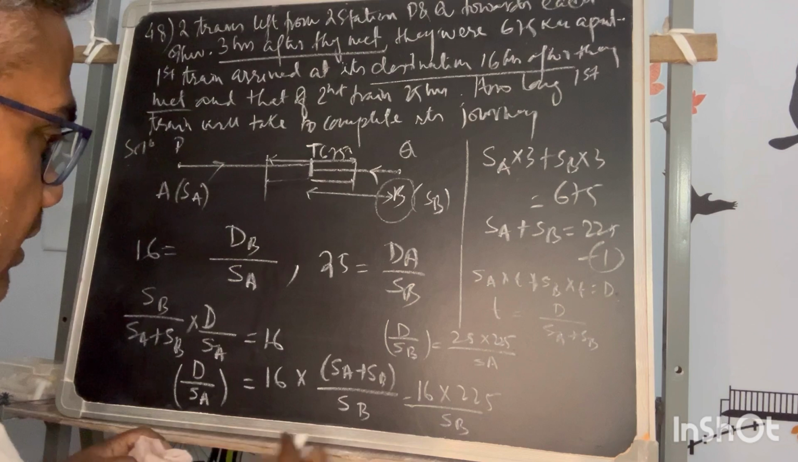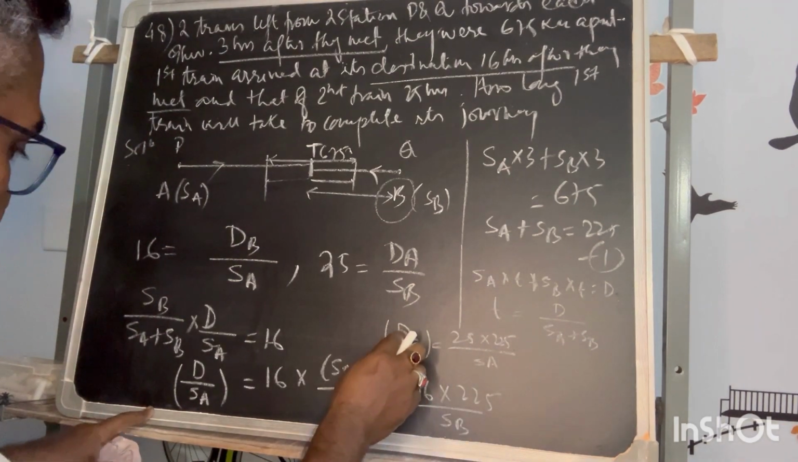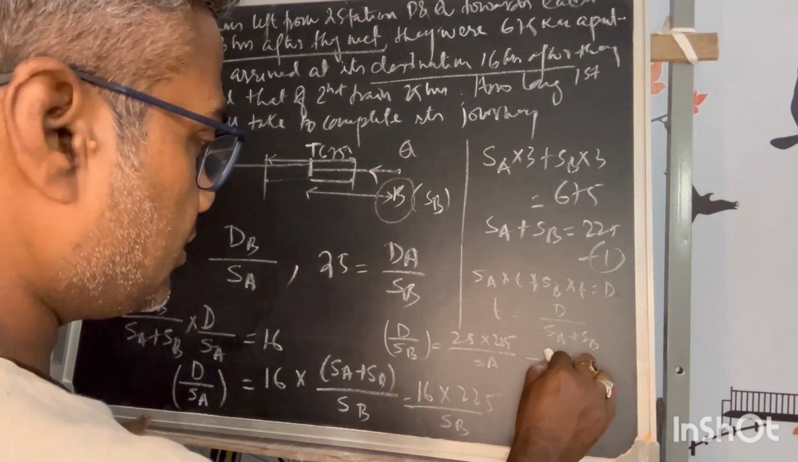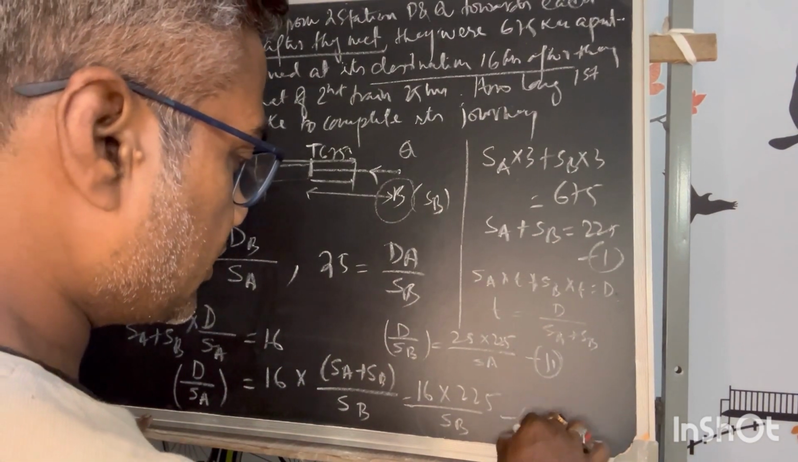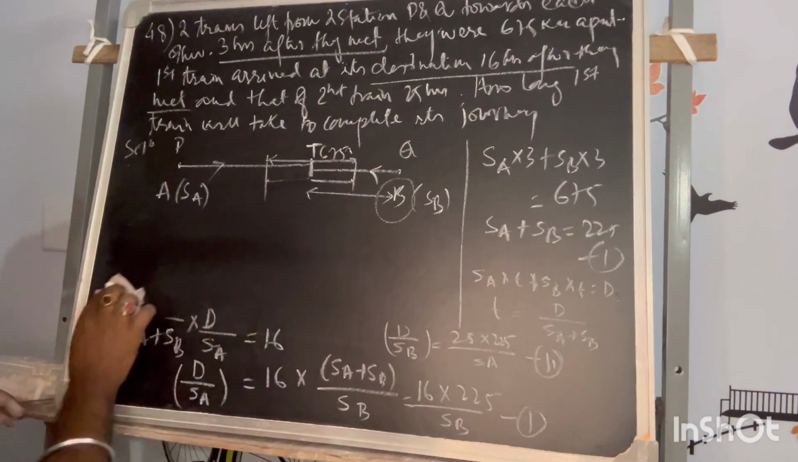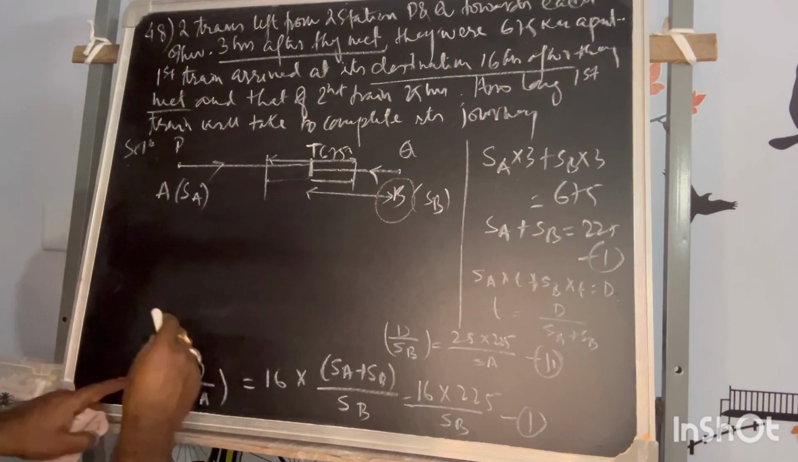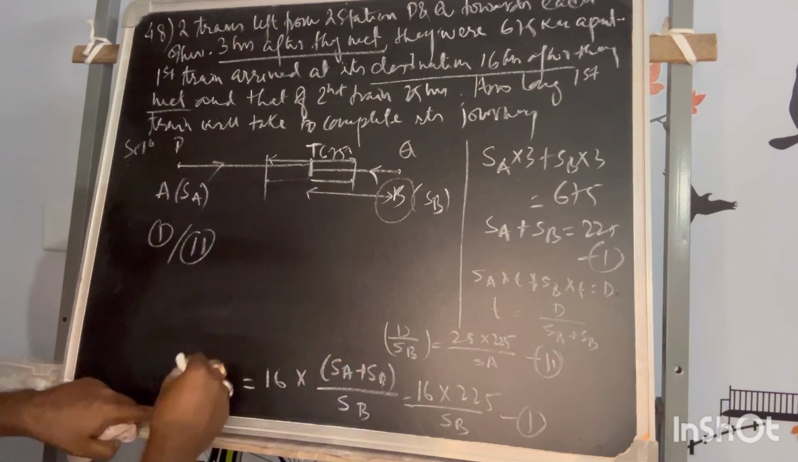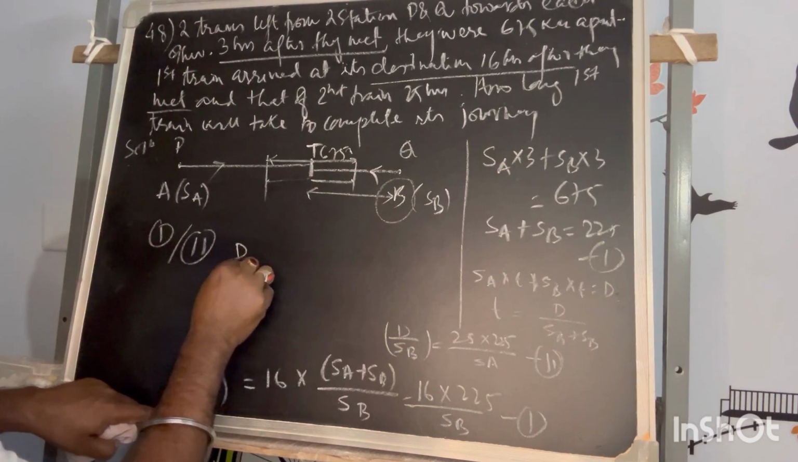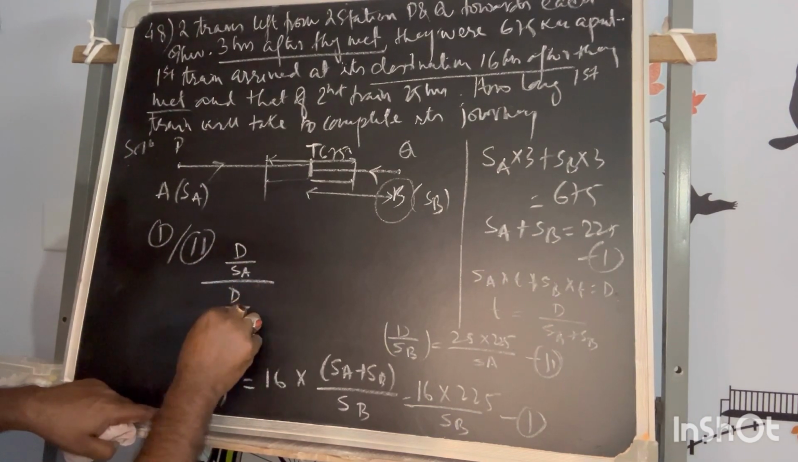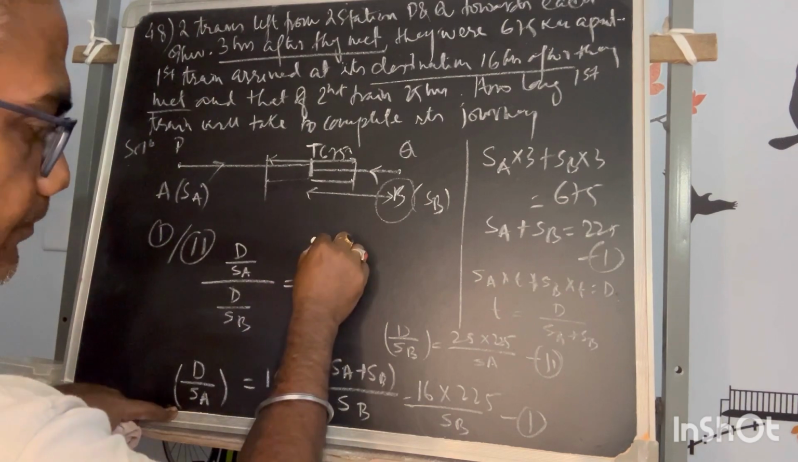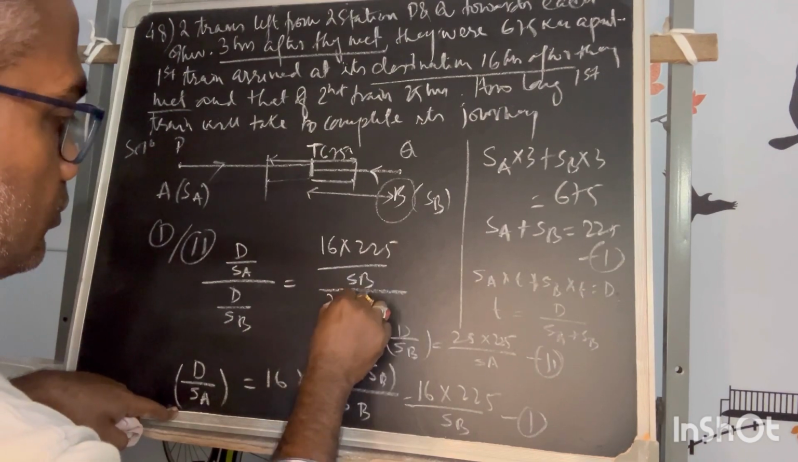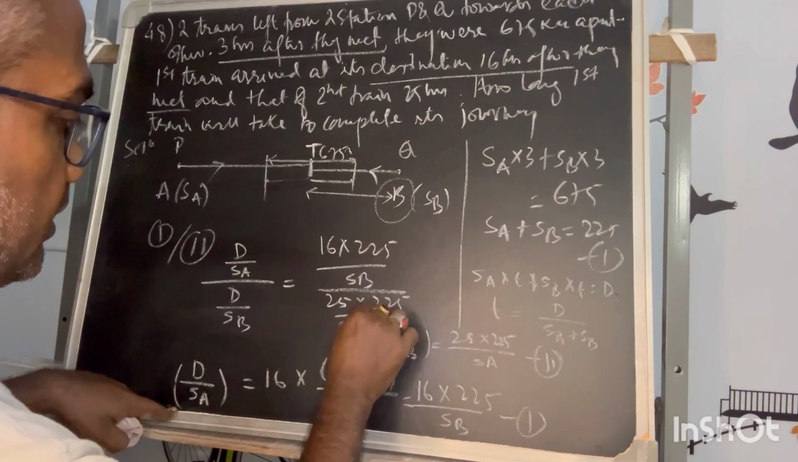Now what can I do? I don't know SA and SB, I don't know D also. You can say this is equation 1 and this is equation 2. So to solve it, I will divide 1 by 2. There D will be eliminated. So there I will get D by SA upon D by SB equal to 16 into 225 by SB and 25 into 225 by SA.